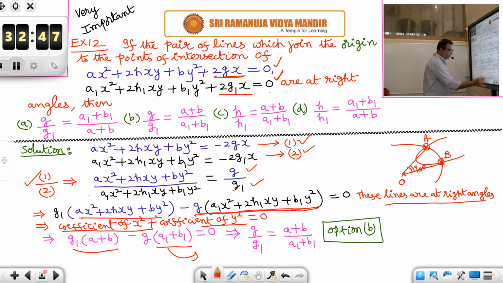So take this term to the right side, then you write it as g by g1 is equal to a plus b by a1 plus b1. Where is this option you see? So it is the option B. G by g1 is equal to a plus b by a1 plus b1. So option B is correct. Okay, let us see the next example.